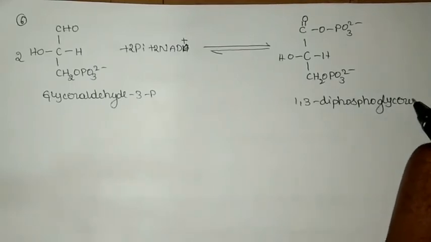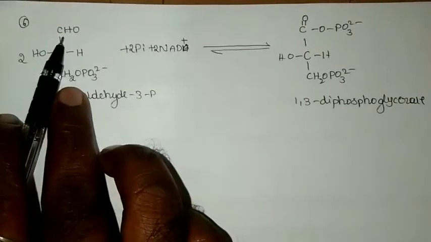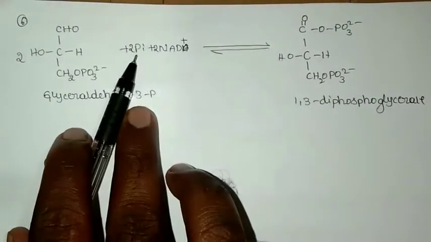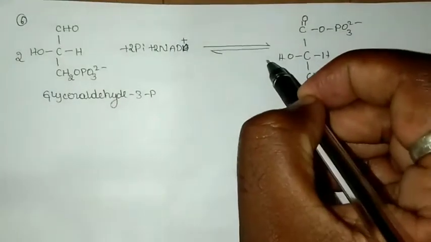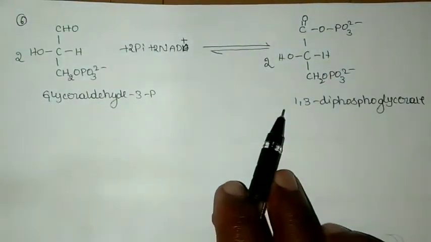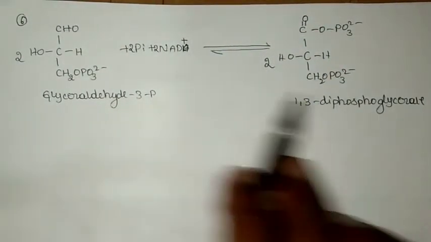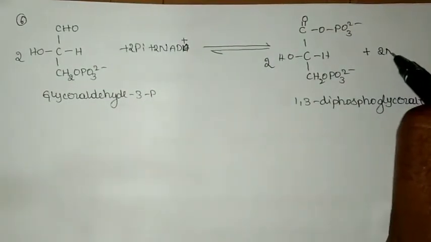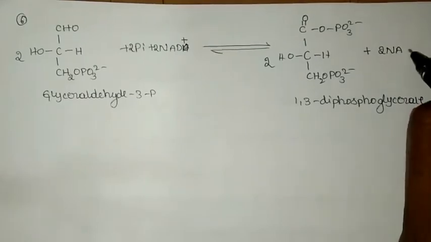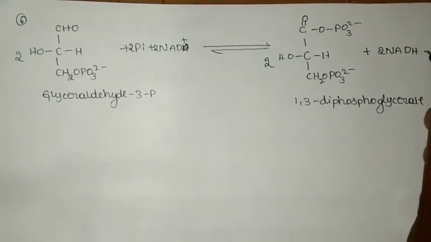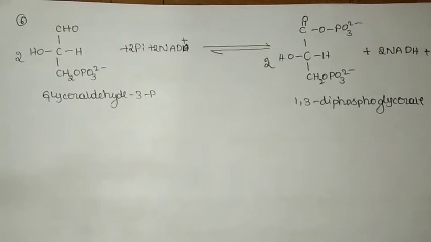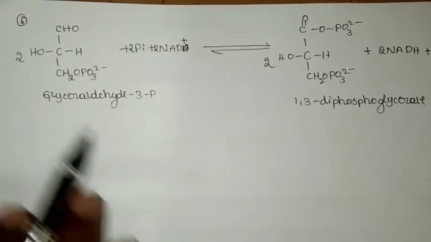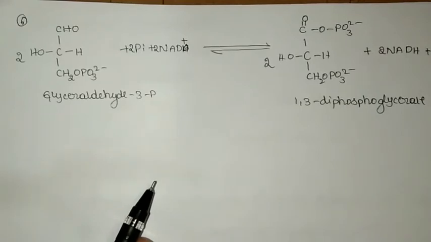So here there occurs oxidation of the aldehyde group into ester form. Two phosphate groups will be utilized, so that we will be getting 2 molecules of 1,3 diphosphoglycerate, and 2 NAD+ units will change into reduced coenzymes, that is 2 molecules of NADH plus 2 H+. So this is the 6th reaction that occurs in the EMP pathway of glycolysis.